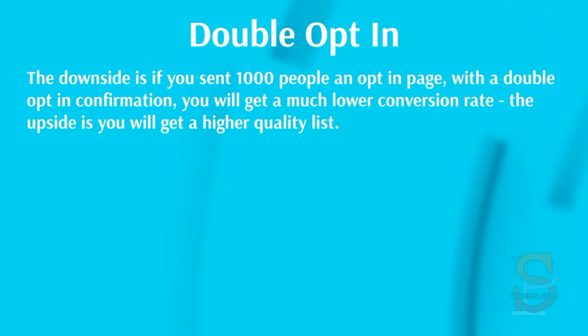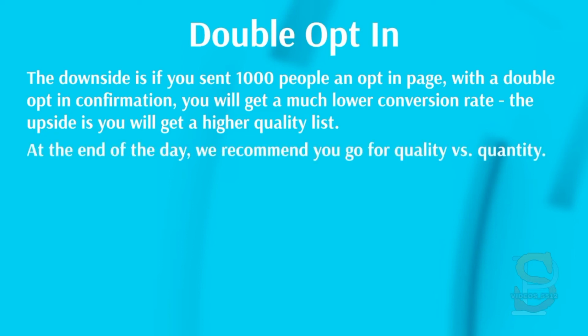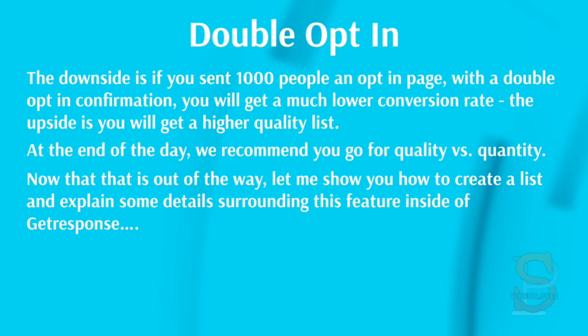So that's why we found in our tests that you will actually get a higher rate of opens, a higher click-through rate. So like I said earlier, the downside is if you send 1,000 people to an opt-in list, that's going to be a much lower conversion rate. But at the end of the day, we recommend that you go for quality versus quantity. So now that that is out of the way and we've talked about the fundamentals and some advanced strategies, let me show you how to create a list within GetResponse and explain some details surrounding this feature inside of GetResponse.